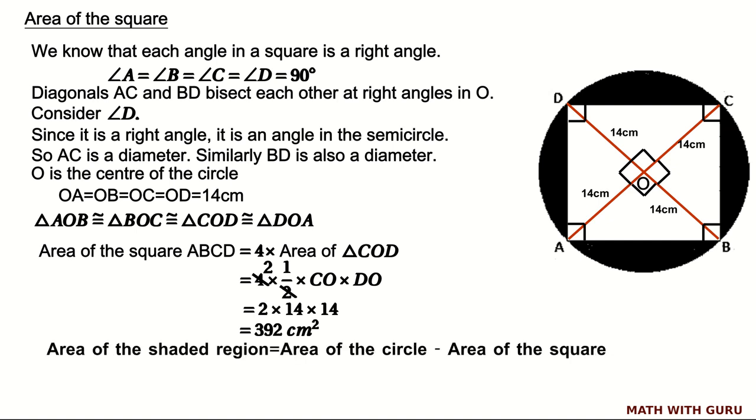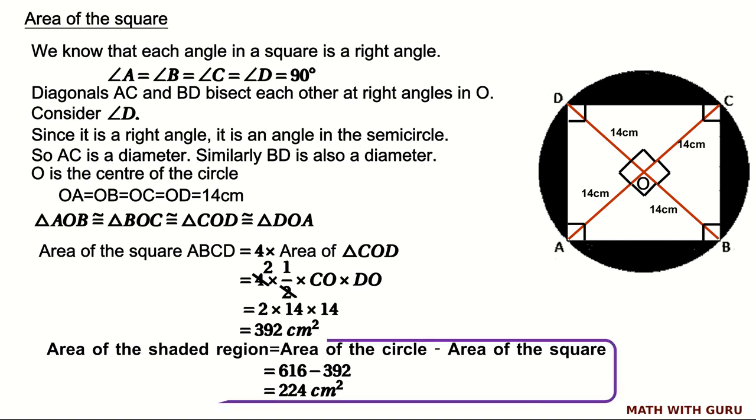Area of the shaded region equals area of the circle minus area of the square. 616 minus 392, which is equal to 224 centimeter square.